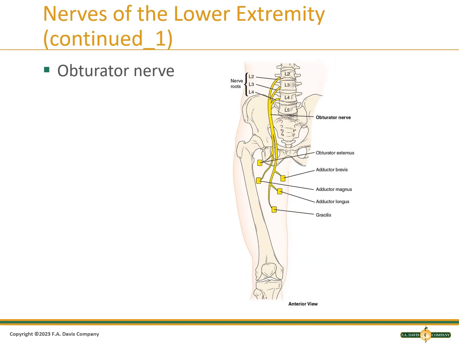Our obturator nerve innervates the hip adductors, and we can see all of them except adductor magnus also gets innervation from the sciatic nerve. But all of our adductor muscles listed here, plus gracilis, which is our longest adductor muscle, it just doesn't have adductor in its name, but those are going to be innervated by our obturator nerve.